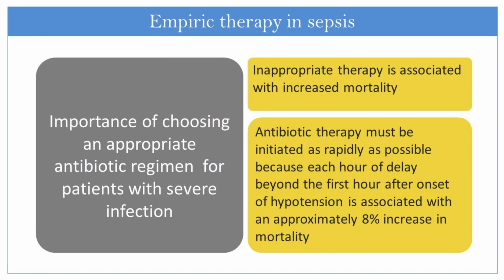So how important is it to use empiric therapy in sepsis? The importance of choosing an appropriate antibiotic regimen for a patient with severe infection is very important, because inappropriate therapy is associated with increased mortality and morbidity. Antibiotic therapy must be initiated as rapidly as possible, because every delay will end up with severe complications like septic shock, hypotension, and it will increase mortality by approximately 8%.